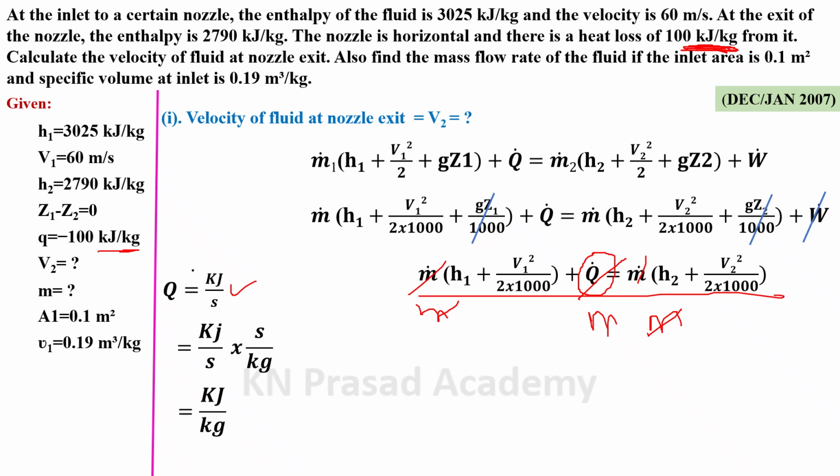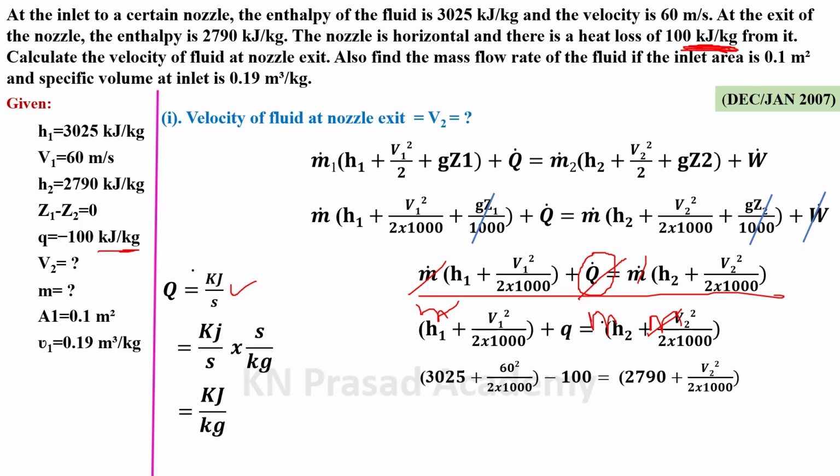Then this equation will become h1 plus v1 square divided by 2000 plus q equal to h2 plus v2 square divided by 2000. So we know all the values. So substitute h1, v1, h2, v2, and q also we know.